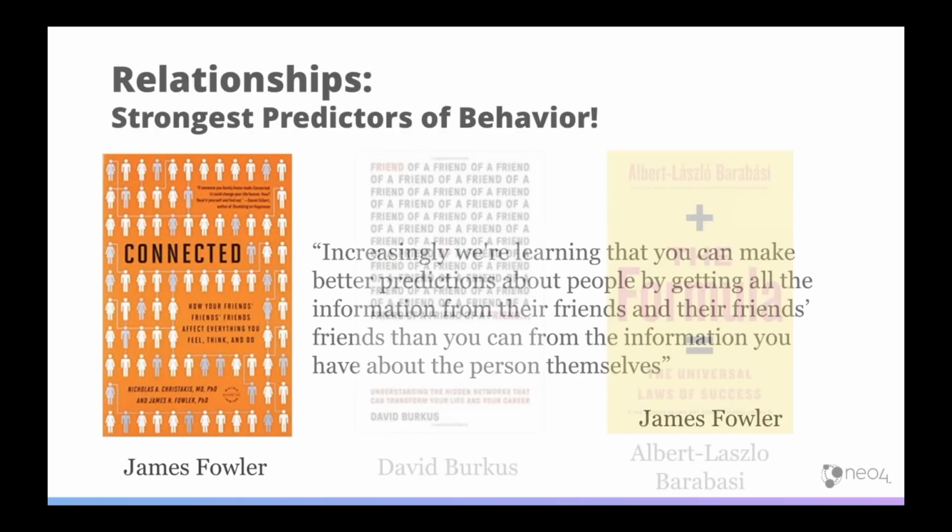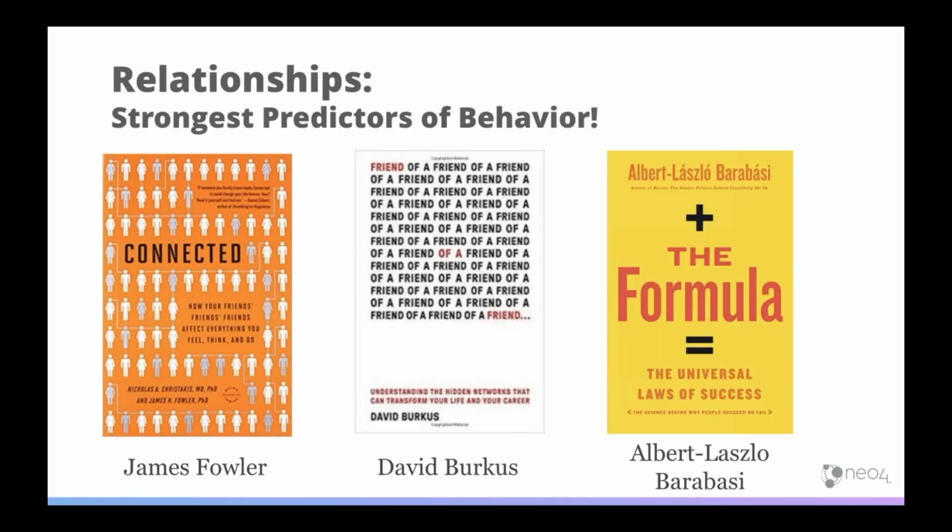There are a couple other books here, if you like book recommendations like I do, that also talk about this same element of prediction from relationships. One's called A Friend of a Friend, really good if you're looking at using network science to find your next opportunity, and The Formula by Barabási, who is extremely well known on the network science side.